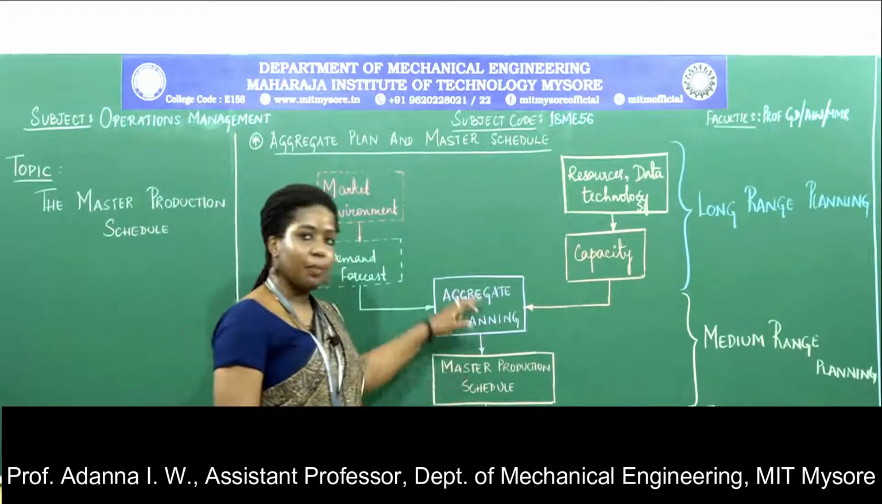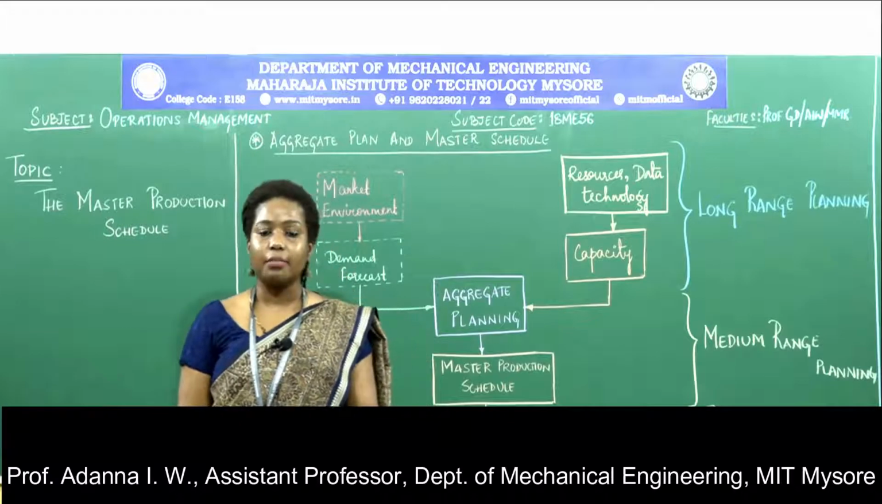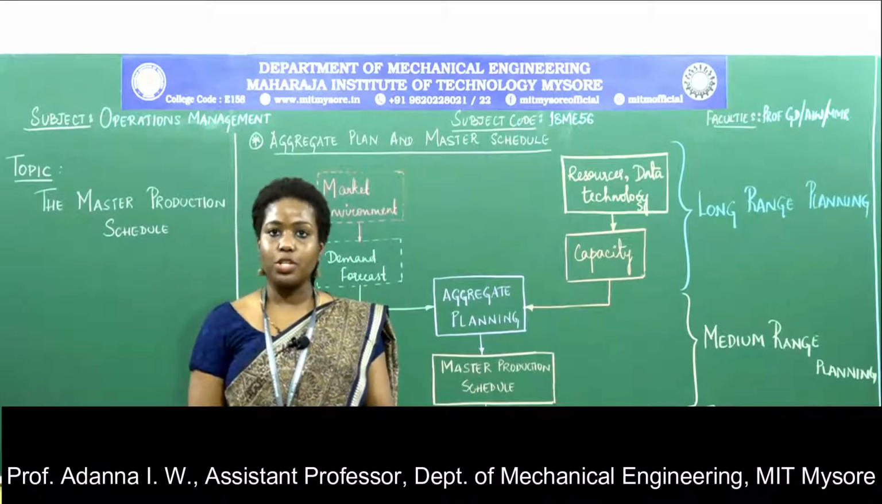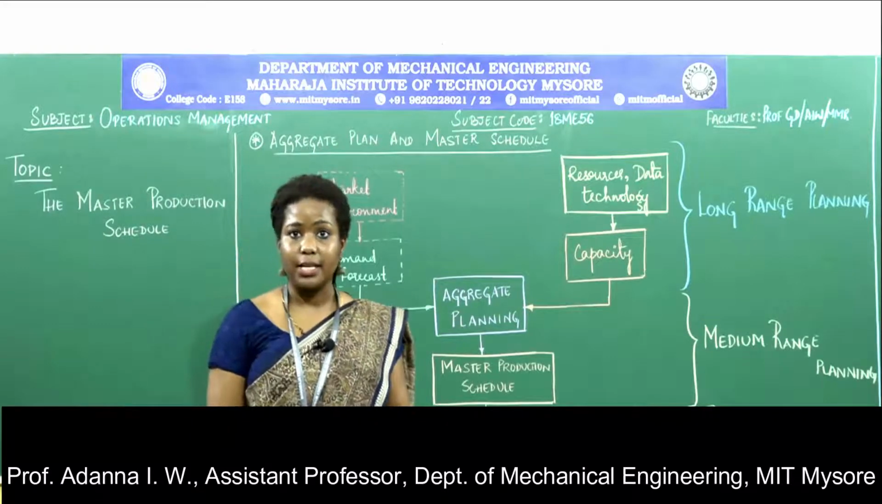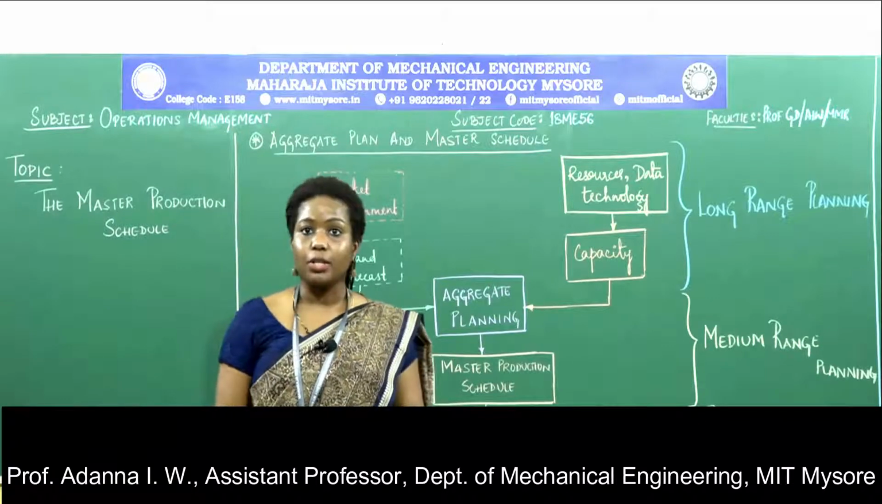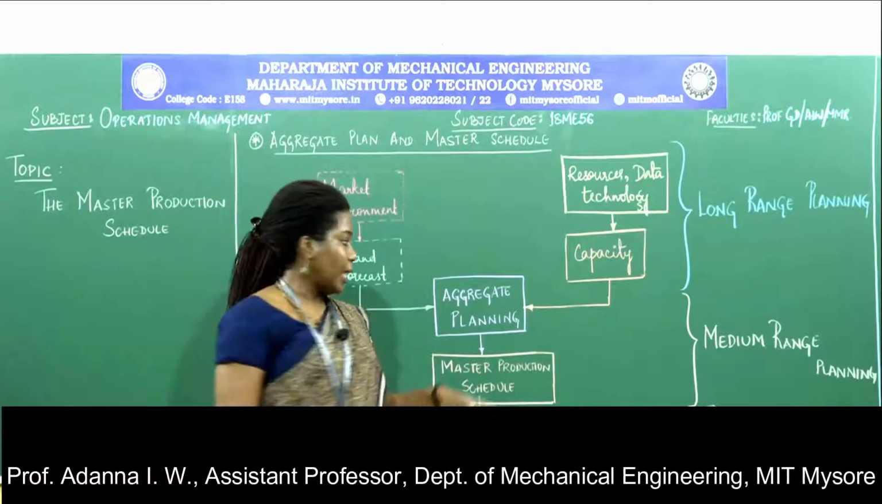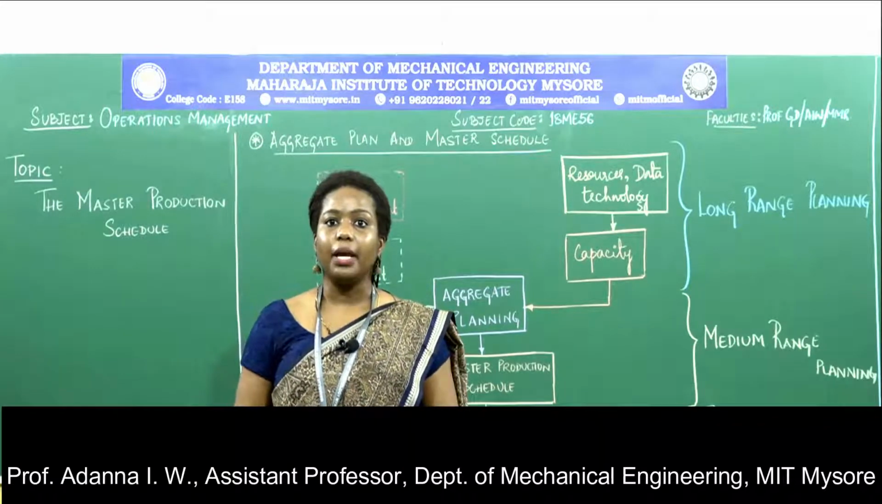This is a medium range plan because suppose I am carrying out an axle manufacturing process or procedure in my organization. I will have different types of raw materials. The aggregate plan will give me a general idea as to how much raw material I need to procure. And the master production schedule will tell me how many pieces are going to be produced.